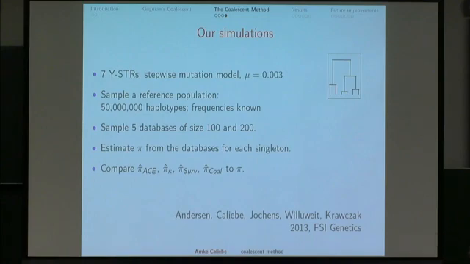We sampled from that 5 databases of size 100 and 200 each, and from each of these databases, we estimate the probability pi only for the singletons, because we are mainly interested here in the singletons, the haplotypes which occur only once in the database. These are the rare ones, so they are difficult to estimate, and also some of these methods apply especially to singletons or very rare haplotypes.